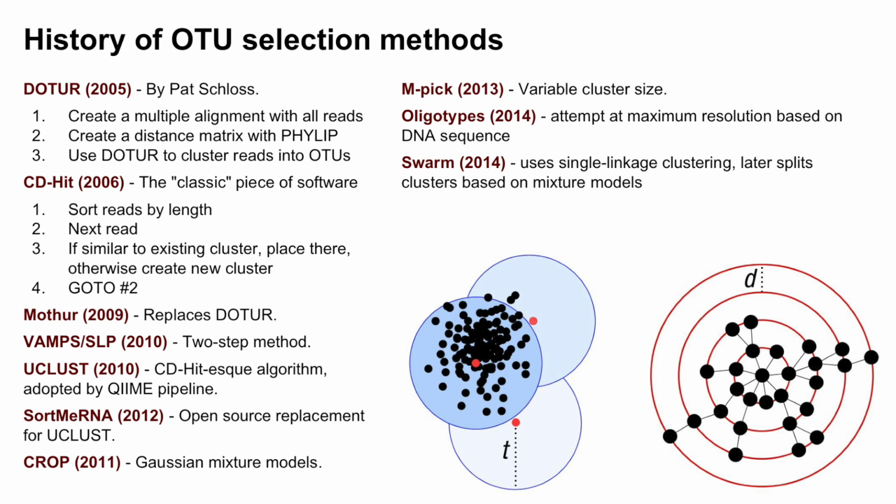Read 1 becomes OTU 1. It becomes the representative for OTU 1. So now, read 2 is, let's say, greater than 97% similar with read 1. It gets put in that OTU. Now we're going to read 3, and it's only compared against read 1.